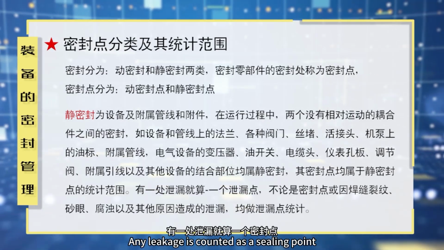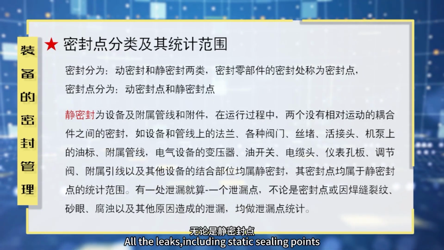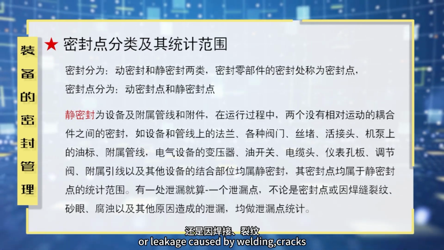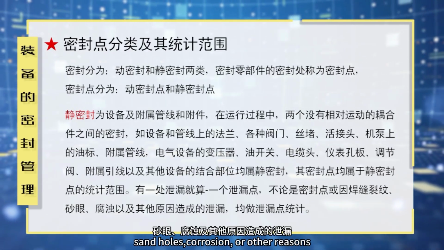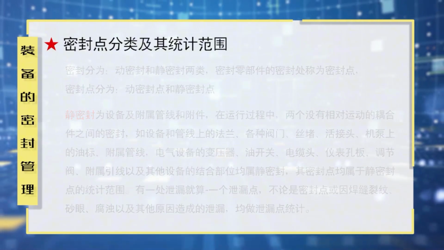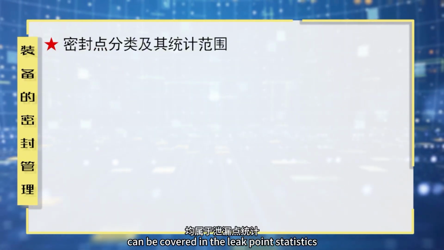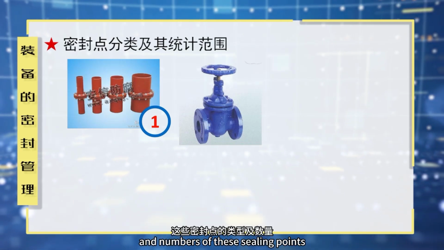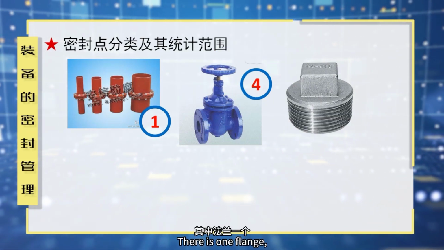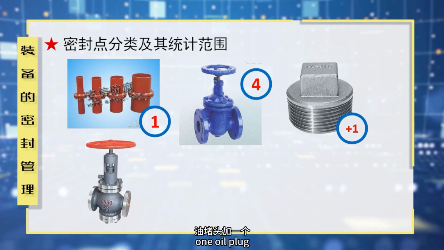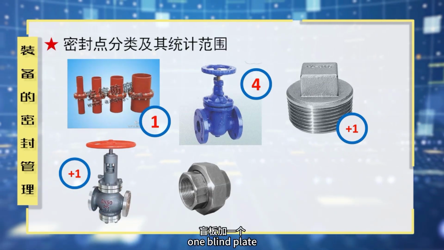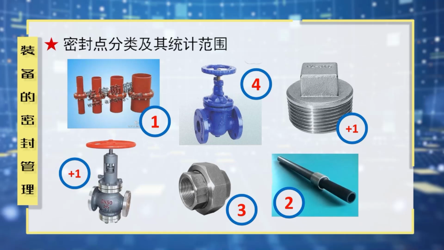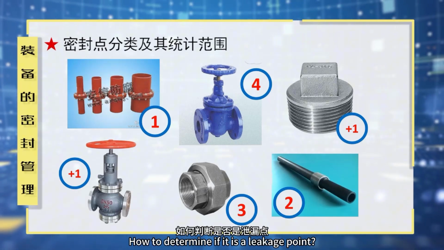Any leakage is counted as a sealing point. All the leaks, including static sealing points, or leakage caused by welding, cracks, sand holes, corrosion, or other reasons, can be covered in the leak point statistics. Now, let's count the types and numbers of these sealing points. There is 1 flange, 4 gate valves, 1 oil plug, 1 blind plate, 3 couplings, and 2 direct joints. How to determine if it is a leakage point.